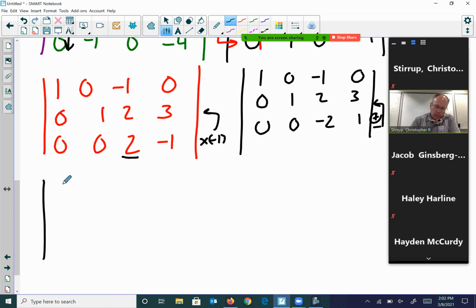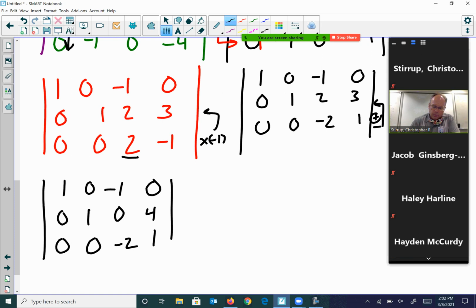So the top row stays the same. Middle row, 0 plus 0 is 0. 0 plus 1 is 1. Negative 2 plus 2 is 0. 1 plus 3 is 4. And then my bottom row, we just had this. Okay.